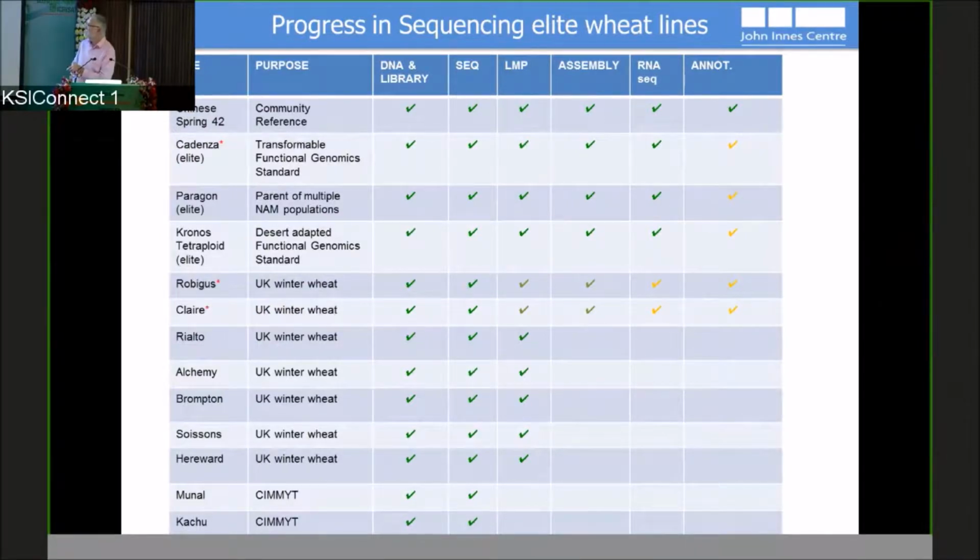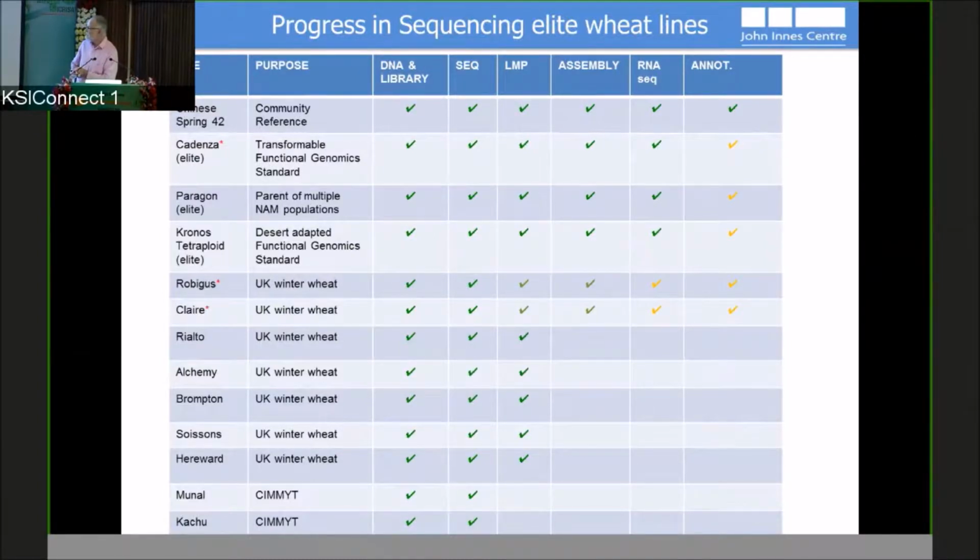We've sequenced a variety called Cadenza. It's an elite variety. It's the parent of many UK and Northern European wheat varieties. And it is a functional genomic standard. This has got the EMS TILLING mutations in it. We've sequenced the variety Paragon. This also has got important functional genomics resources in terms of X-ray-induced chromosomal deletions. And it's also the parent of multiple NAM and RIL populations for QTL analysis.